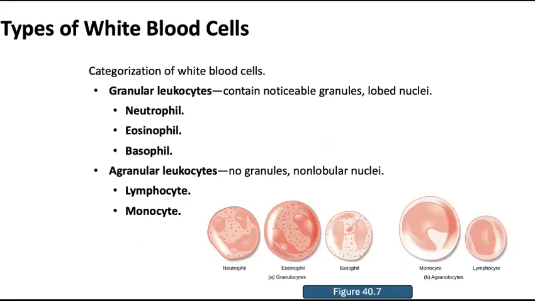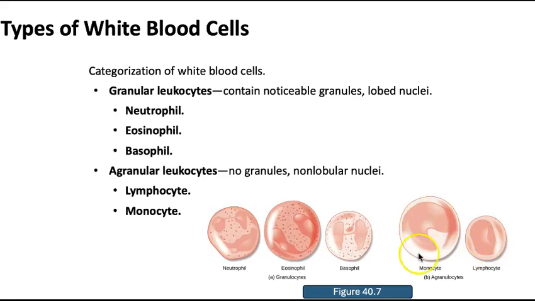So we classify the white blood cells as granular leukocytes, or sometimes we just call them granulocytes, and agranular leukocytes, or agranulocytes. So that A in front of it means without granules. The granular leukocytes, like I said, have noticeable granules when we dye them, and we'll also see that they have lobed nuclei. So that's going to consist of our neutrophil, eosinophil, and basophil. You can see this neutrophil has, I would say, 3 to 4 lobes. We've got 2 lobes here for our eosinophil and 2 lobes for the basophil.